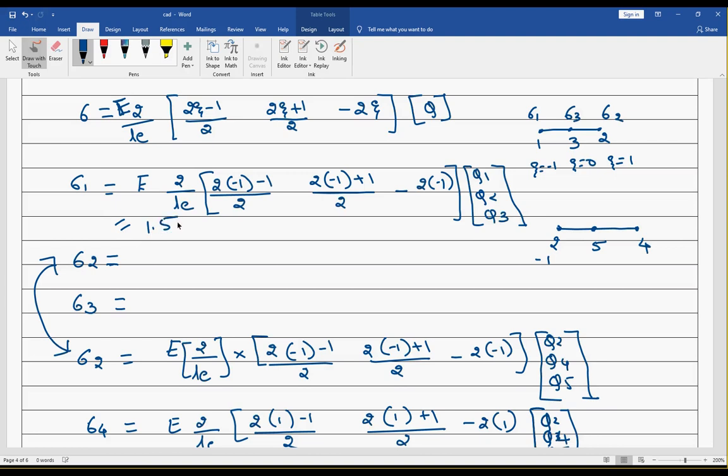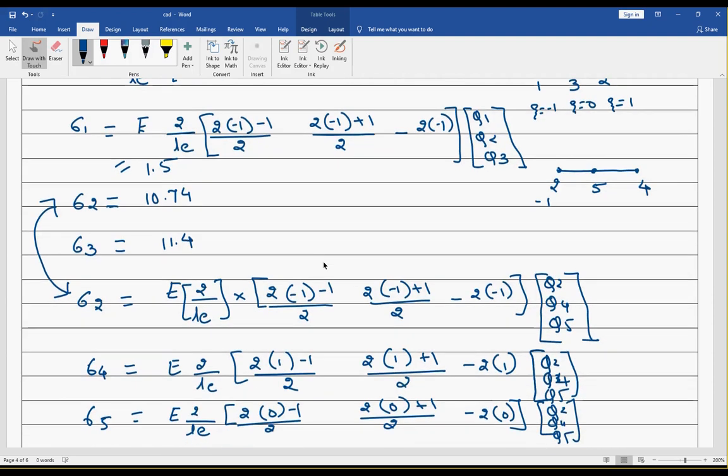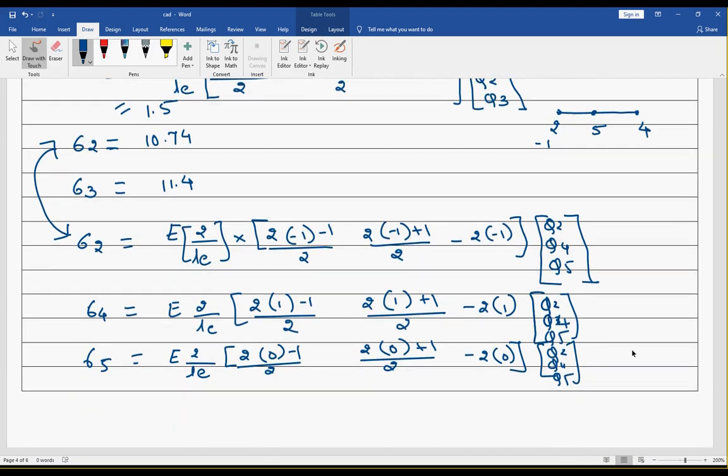So somewhere around 1.5, 10.74 and 11.4. Okay, so we got the answer from ROE. And for this it should come 10.74.